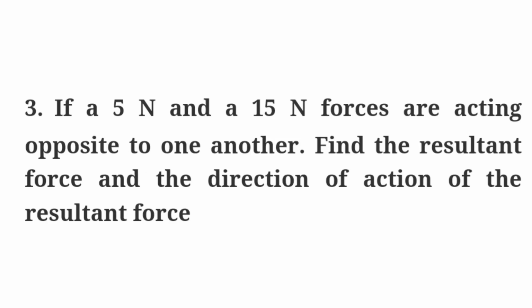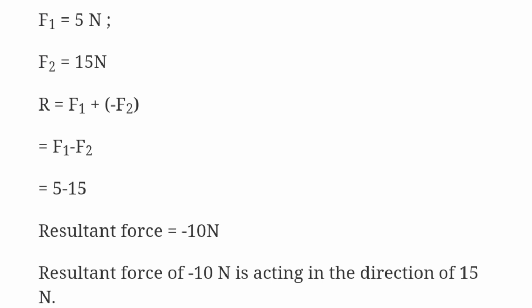Third question, if a 5 N and a 15 N force are acting opposite to one another, find the resultant force and the direction of action of the resultant force. F1 is equal to 5 N, F2 is equal to 15 N. R is equal to F1 plus F2, which is F1 minus F2, equal to 5 minus 15. The resultant force is equal to minus 10 N. The resultant force of minus 10 N is acting in the direction of 15 N.